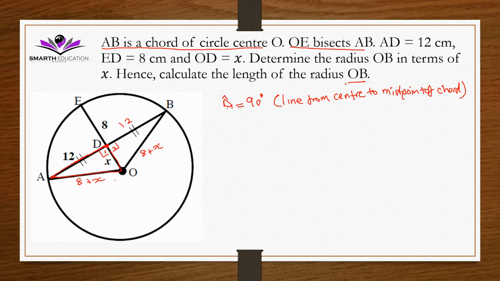Right now, this is a right angle triangle, so we can use the Pythagoras theorem to find the radius OA. We can say OA squared is equal to DO squared plus AD squared. Why? Because it's Pythagoras.